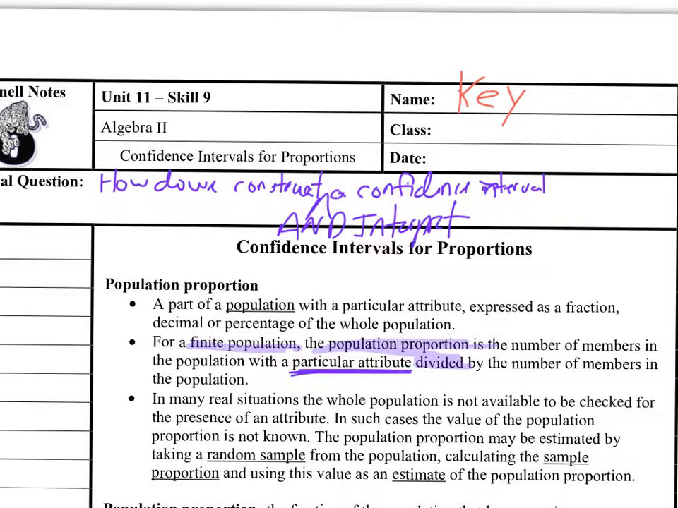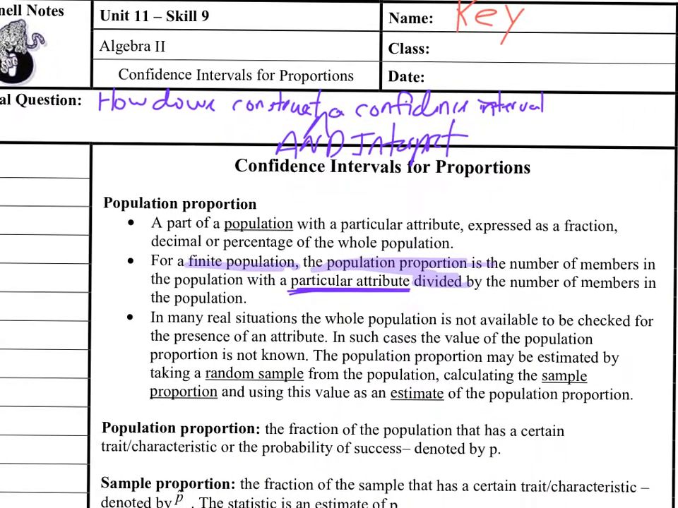In many situations, the whole population is not available. In such cases, the value of the population proportion is not known. So we take an estimate by taking a random sample, and we have to make sure this random sample is done correctly, which we've talked about before. We calculate the sample proportion and use this value as an estimate of the population proportion.